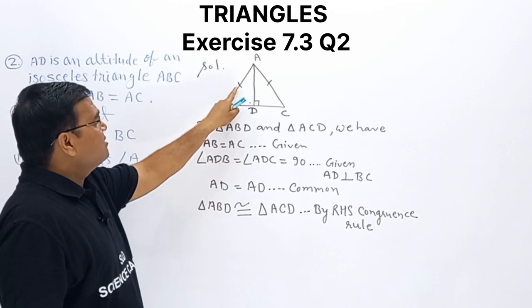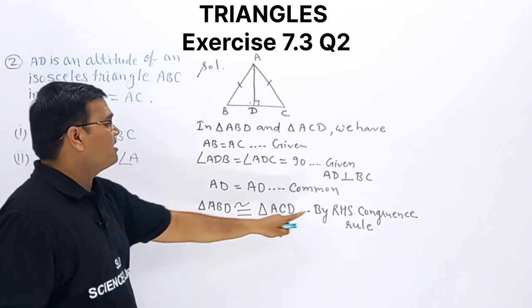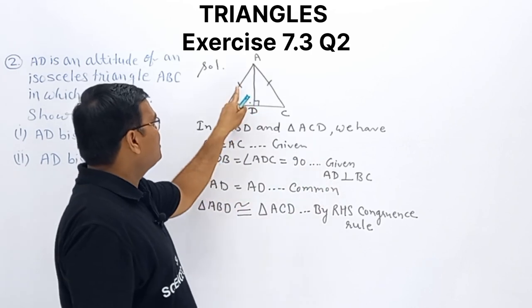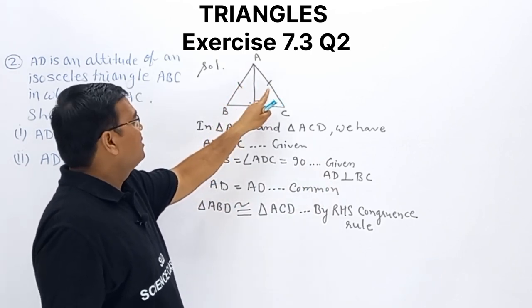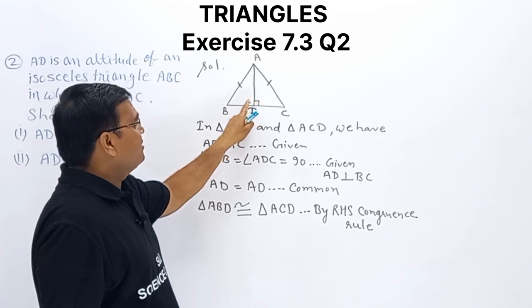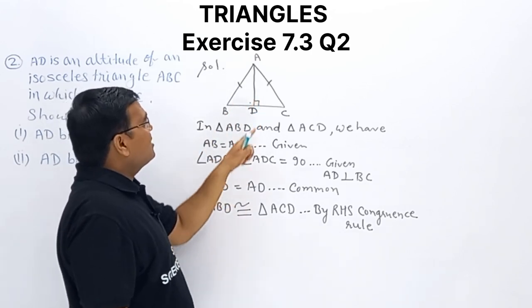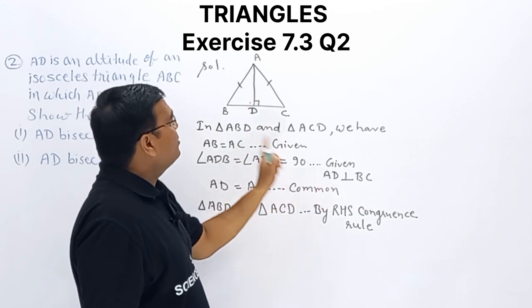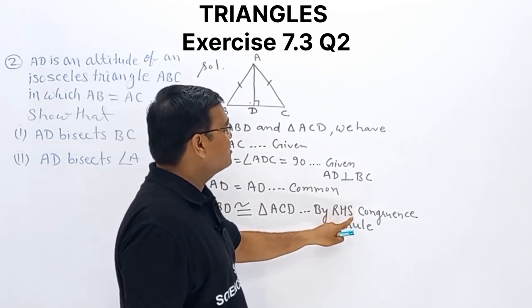Why? This one is the hypotenuse. In RHS, H is hypotenuse. This side equal to this one, given in the question. And this angle and this angle are 90 degree, so right angle. And side AD is the side, and it is common in both. So we can say right angle hypotenuse side.